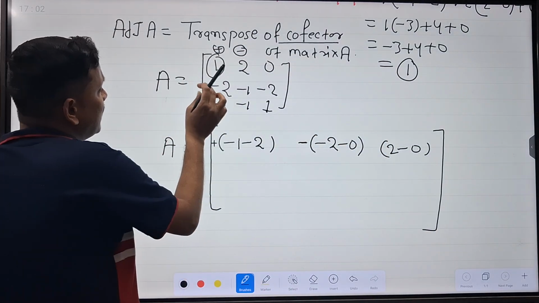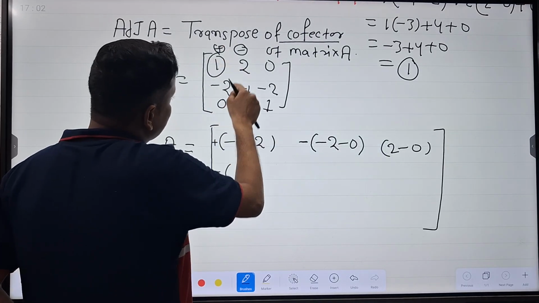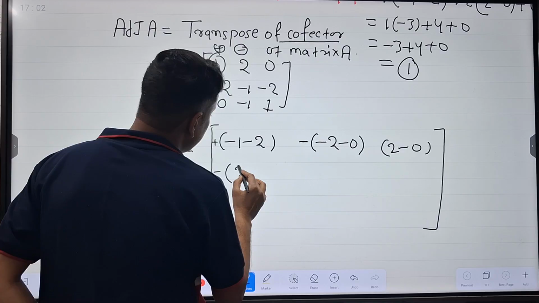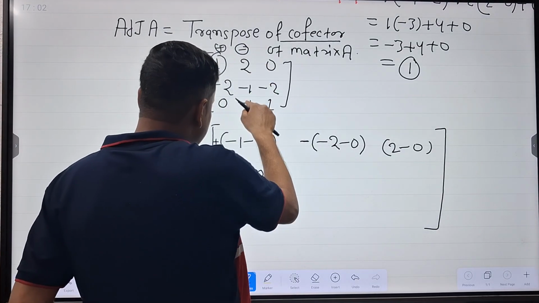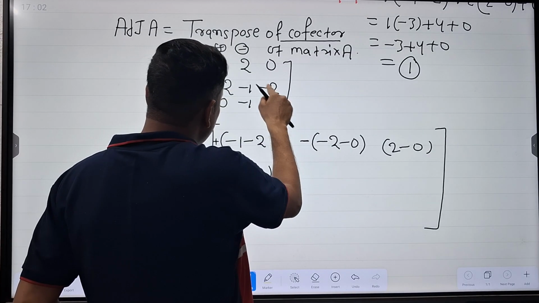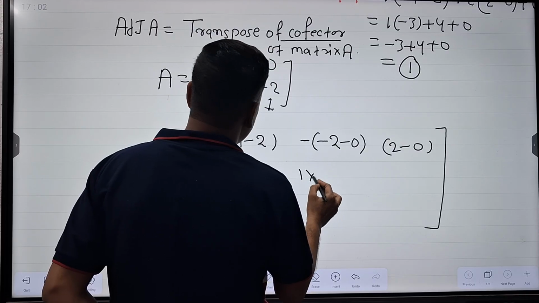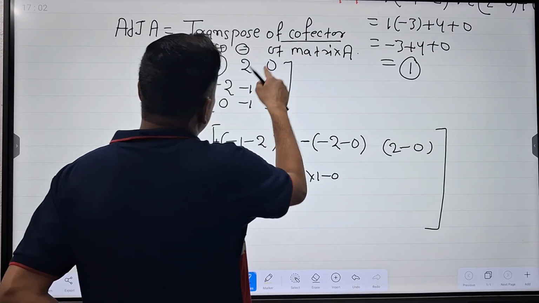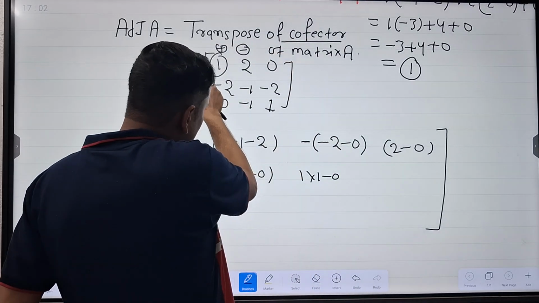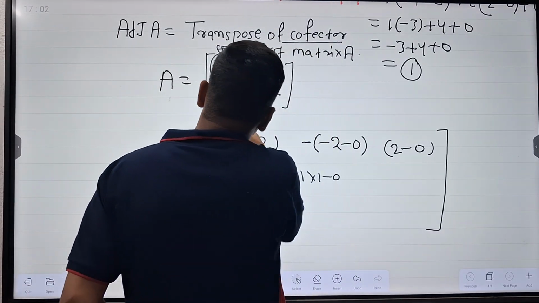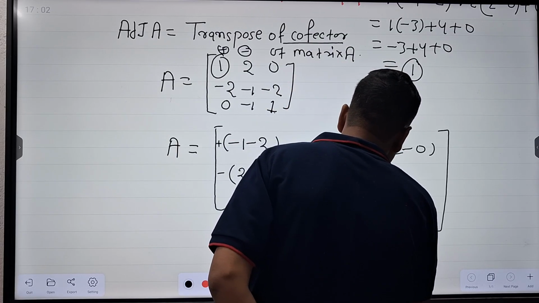For this element, how will you find it? The sign will be minus, this row and this column will cancel. So minus 2 into 1, 2 into 1, 2 minus 0. For this element, this column and this row will go, so minus 1, 1 into 1, 1 into 1 minus 0. For this element, what will it be? This row and this column will go, so minus 1 into 1, 1 into minus 1, minus 1 and minus.